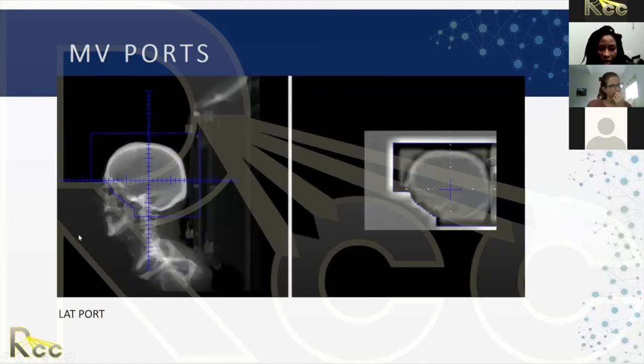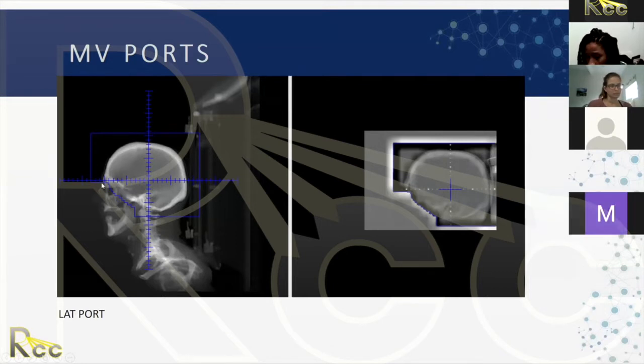Here's another example. This is a whole brain MV port. Again, here is your DRR for that patient. Here we've created flash in our field, but we still have blocks right here that we can look at when we get the MV port, right? So similarly here, you can look at where my blocks are set up. Are my blocks set up in the same general vicinity as in my DRR? And you can kind of make that out here.